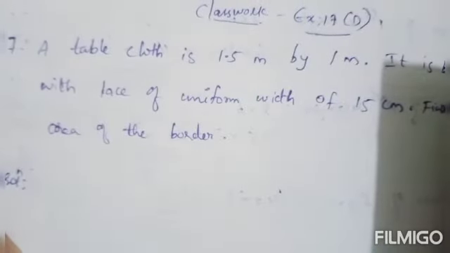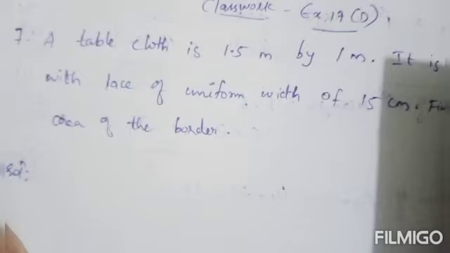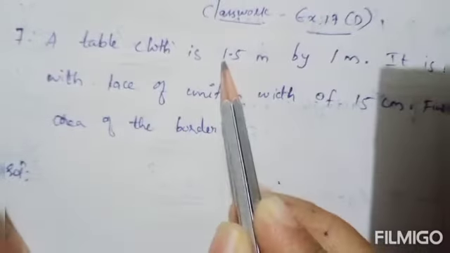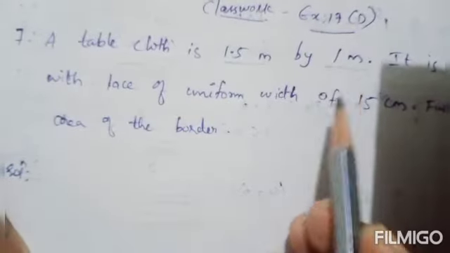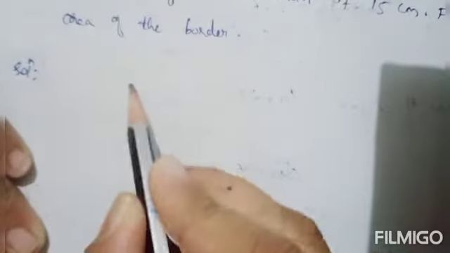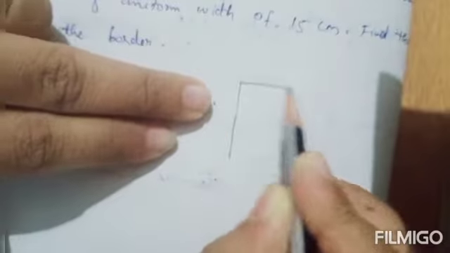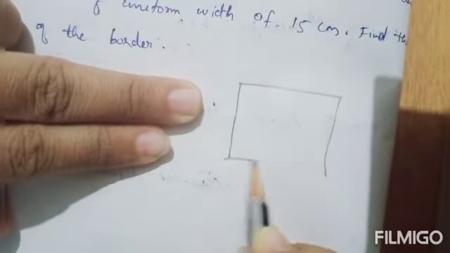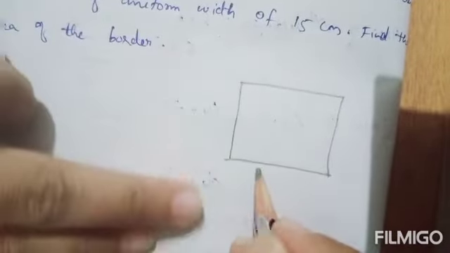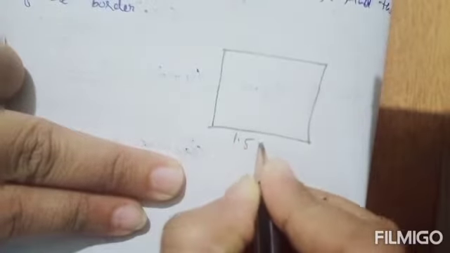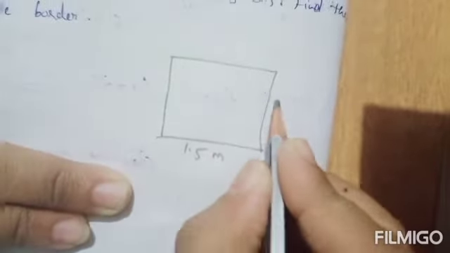So the tablecloth is 1.5 meter by 1 meter. That means it is rectangular in shape, and its length is 1.5 meter and the breadth is 1 meter. Okay, so let us draw a rough diagram. Let this be the tablecloth. Its length is given as 1.5 meter and the width is given as 1 meter.